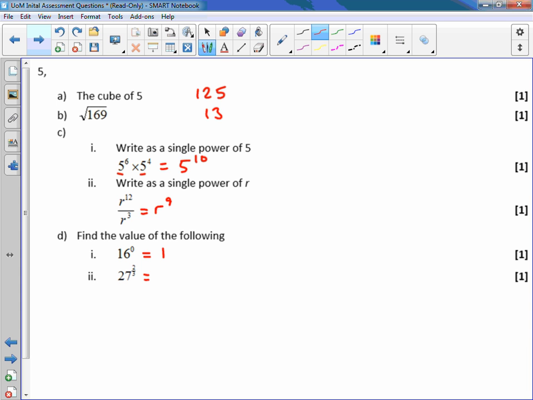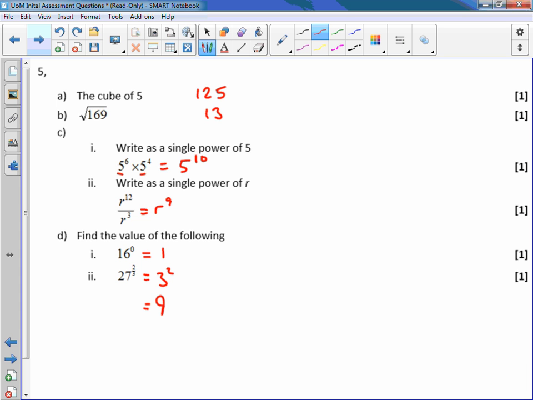Okay, fractional indices. The denominator is a root. So in this case, I need to do the cube root. And the numerator is the power, so I need to square. It doesn't matter which order I do it in. I can square first and then cube root, or cube root and then square. It's usually easier to do the rooting first, especially since the cube root of 27 is just 3. So it gives me 3 squared.